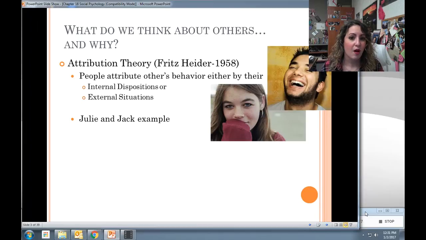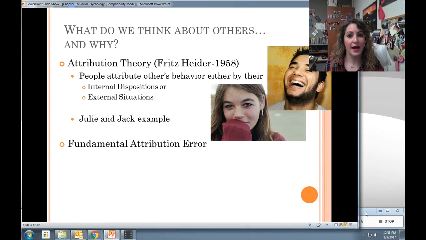Well, that's a problem that we make, is that when we attribute people's behavior to either their internal disposition or their external situation, we don't typically put the same weight on those. Typically, we make something called the fundamental attribution error, where we actually put more emphasis on people's internal dispositions than on their external situations. So we tend to focus more on people's personality as opposed to the situation that they're in.